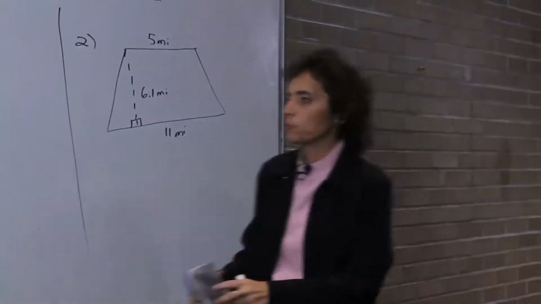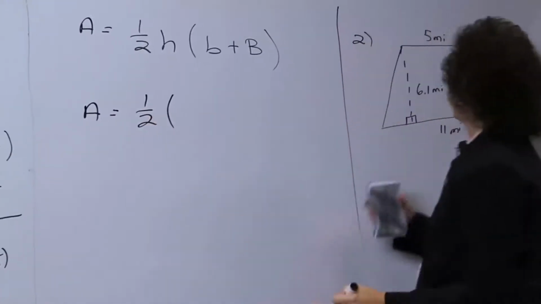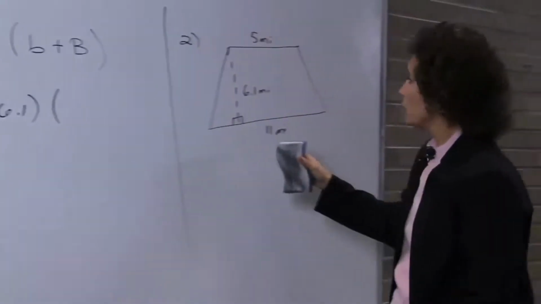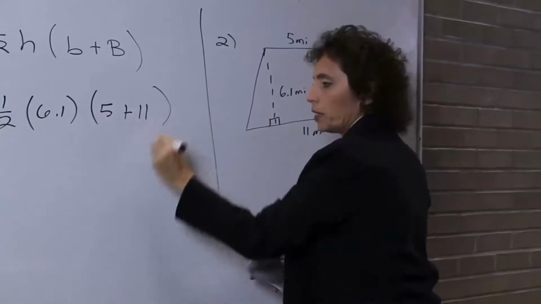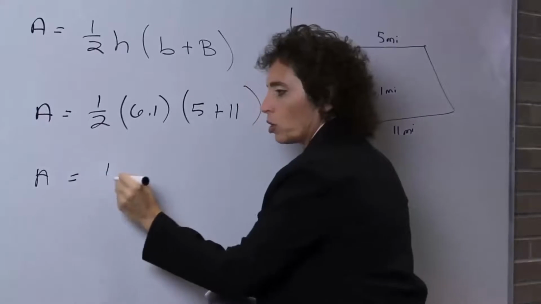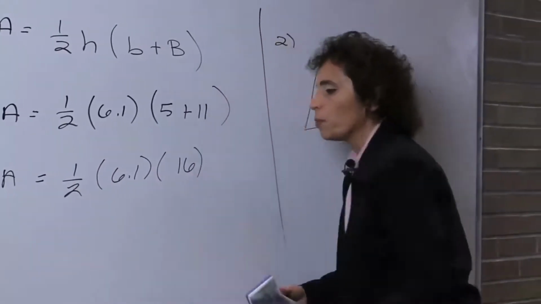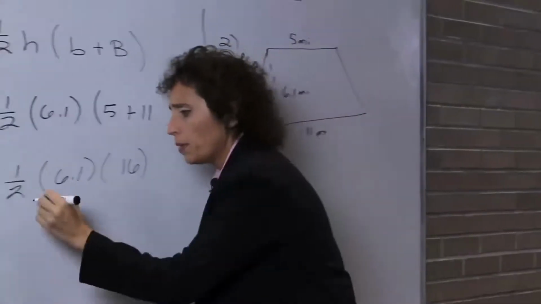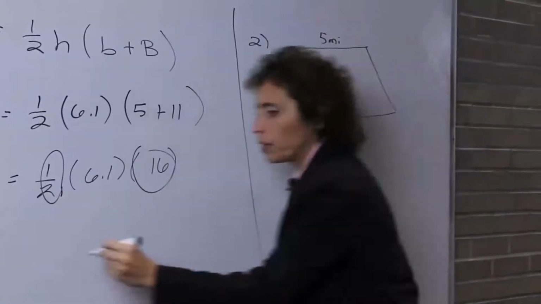So here we go. The height is 6.1. Little b is, well, it doesn't matter which one's little b or big B. 5 plus 11, doesn't matter which order you put those in. Watch what we have here. This is kind of cool. A equals 1/2 6.1 times 16. Remember, it doesn't matter which 2 factors you multiply first. We got 3 factors. How about if I just take 1/2 of 16? 1/2 of 16 is 8. That'll make my life easier.